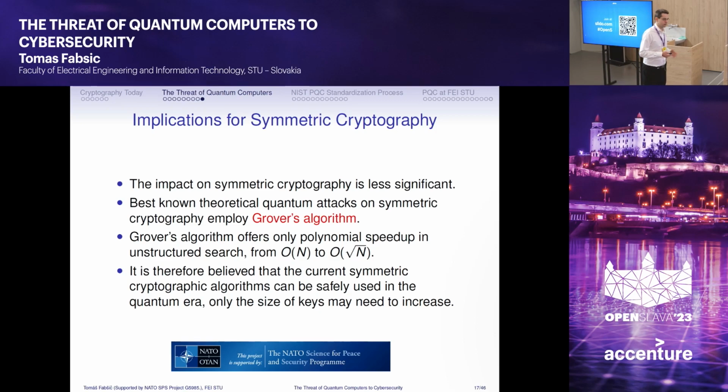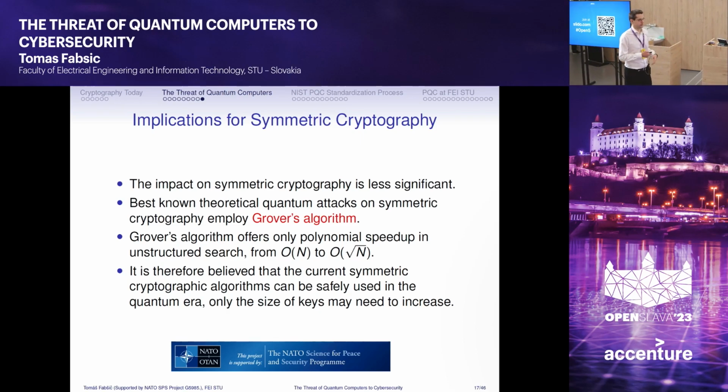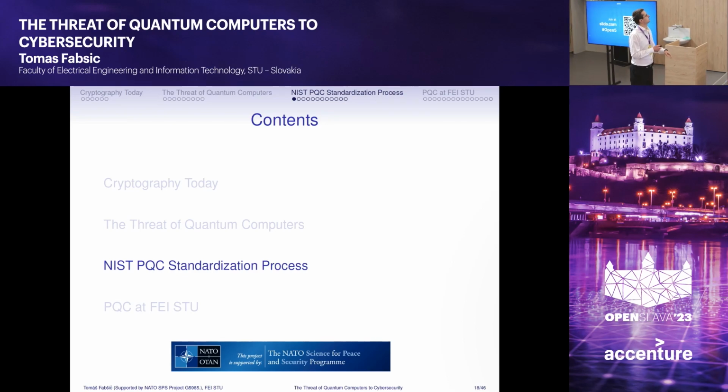But remember, for symmetric cryptography, we still need a method to secretly share the secret key. And for that, we need asymmetric cryptography. So the problem of developing post-quantum asymmetric cryptosystems is still very significant.